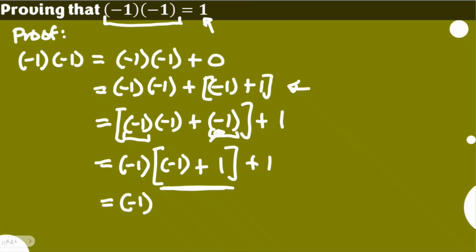So you have -1 times the quantity 0 plus 1. Look at the first term. It's a product of -1 and 0. So automatically, that's just 0 plus 1, which gives us 1. Now we have arrived at our intended result.